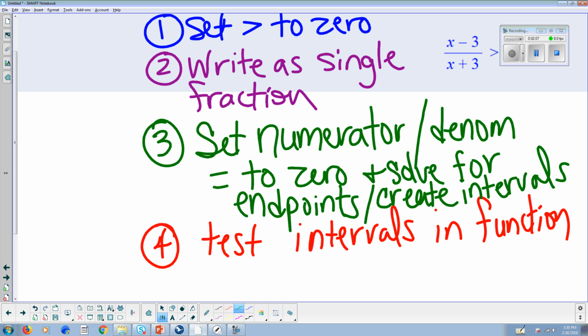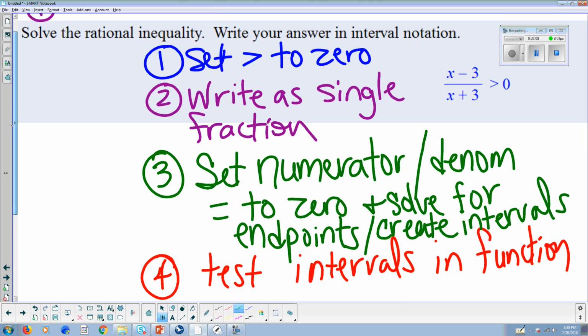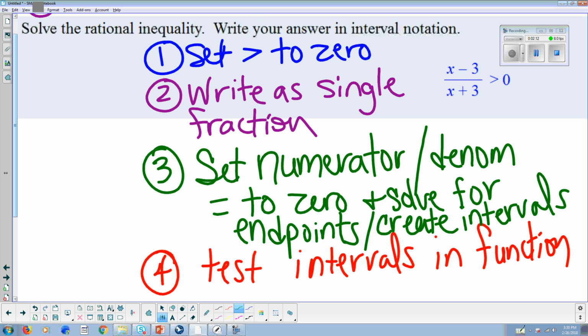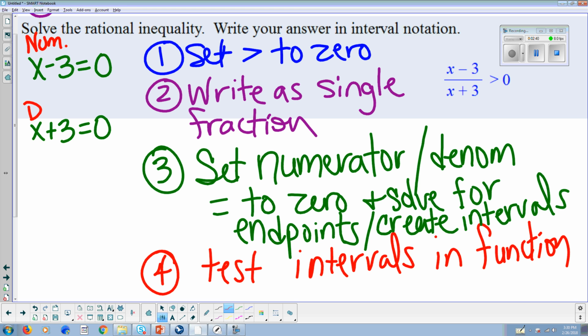Okay, so we're going to work through this. The first step is taken care of. We have the inequality set to 0. Second step is taken care of. This is written as a single fraction. We're ready for step 3, and that says to set the numerator and the denominator equal to 0. So that's going to be x minus 3 equals 0 and x plus 3 equals 0. I want us to also, in this step, make a note that the x minus 3 was from the numerator and the x plus 3 was from the denominator.